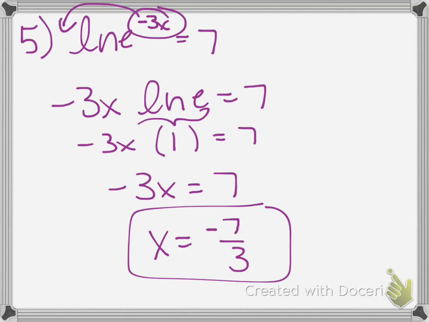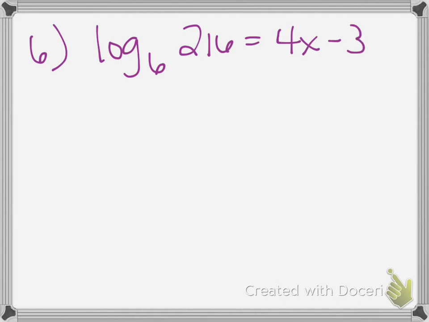Okay, so anytime you actually see ln e, remember that if a base isn't written, it's understood to be its actual base. So the actual base of ln is e. The actual base of log is 10. Now those bases can change, but it's the understood base if nothing is written there. Okay, so let's move on to another problem, number 6. So I have log base 6 of 216 equals 4x minus 3.